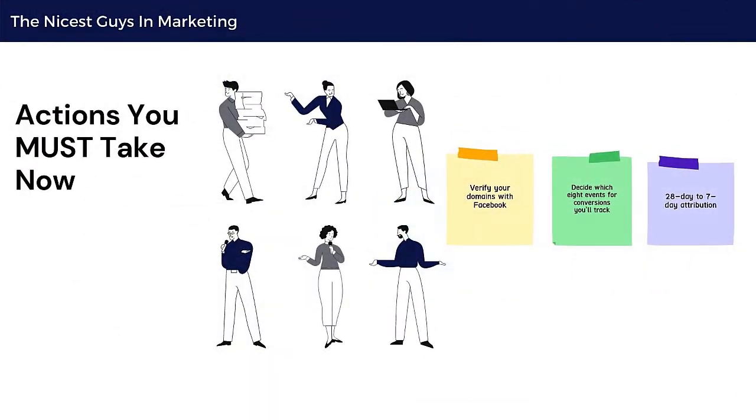So if you are advertising on Facebook or you intend to start soon, there are 3 actions that you must take right now. That is to verify your domains with Facebook. Secondly, decide which 8 events for conversions you want to track. And you also need to think about 7-day attribution, as 28-day attribution is a thing of the past.